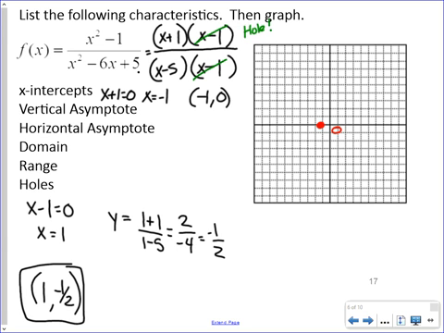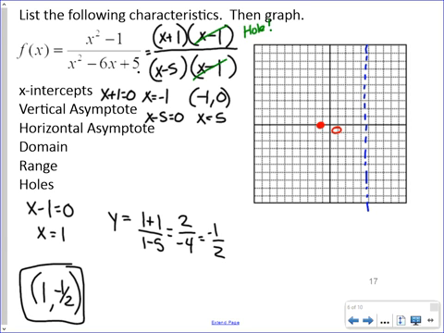Do you have any vertical asymptotes? X equals 5. Set x minus 5 equal to 0, and we solve to get x equals 5. That's a vertical line, 5 to the right. Any factors that don't cancel out to make a hole and are left over in the denominator are still vertical asymptotes.